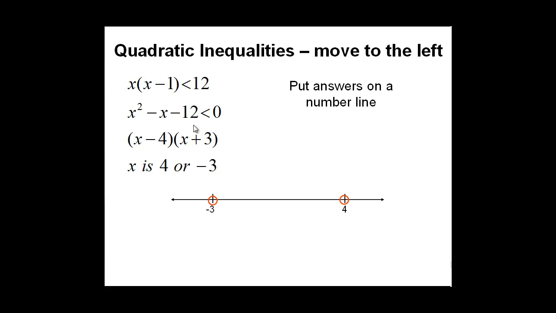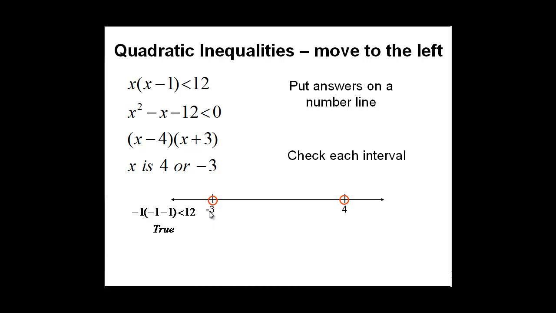And you put those on a number line. You put your answers 4 and negative 3 on a number line, but you're not done. You can't carry that less than. And since it's not equal, we circle both negative 3 and positive 4. Then we check the intervals. Put in a number smaller than negative 3 back into my original and see, does it work out to be less than 12?